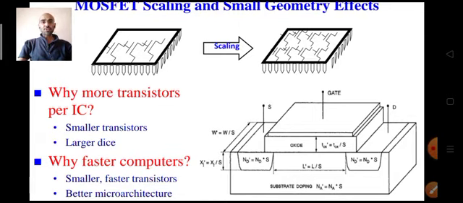So the device dimension gets reduced and we are able to accommodate more number of transistors on the same area. So because of that, what happens? The device density increases. Okay.